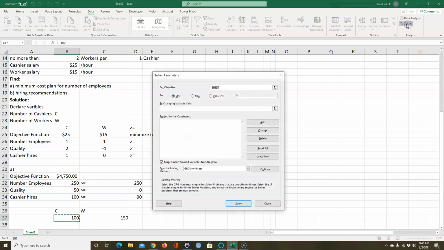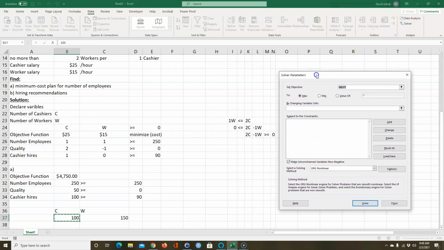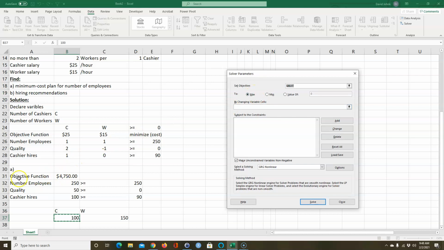So then we're going to Solver, and I want to set my objective. So I just told you this is the objective, right? So this $B$31. I want to minimize that because it's a cost. And this is by changing variables, well, I want to change these two variables.